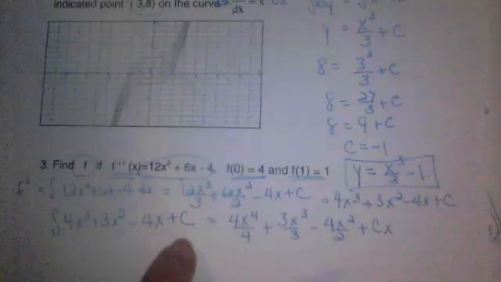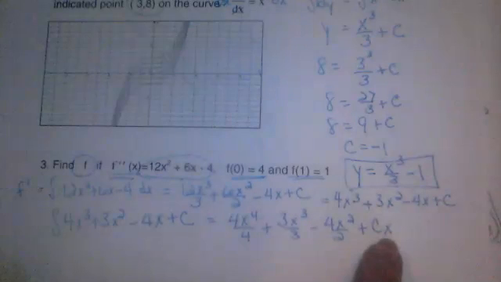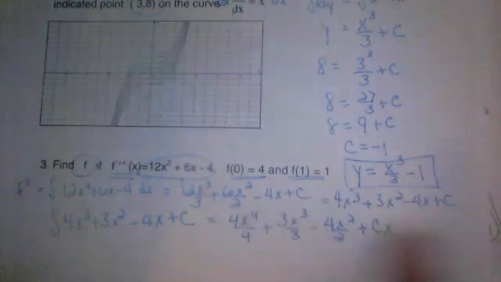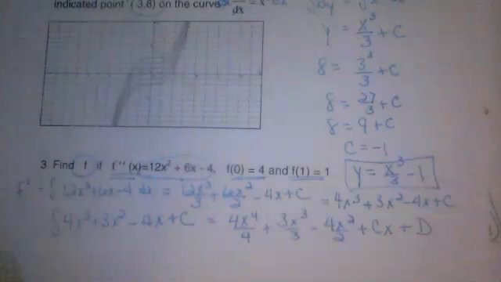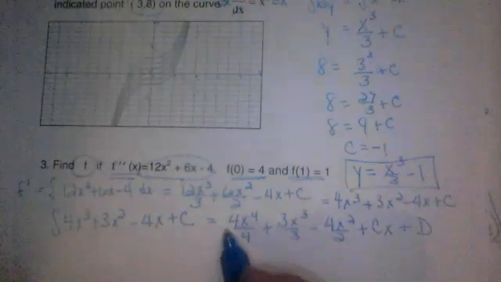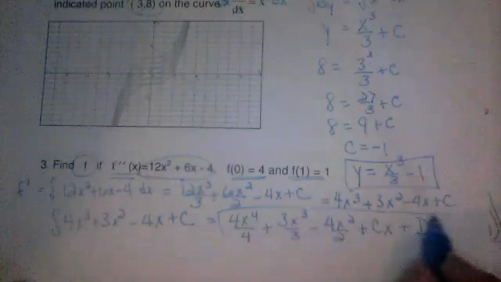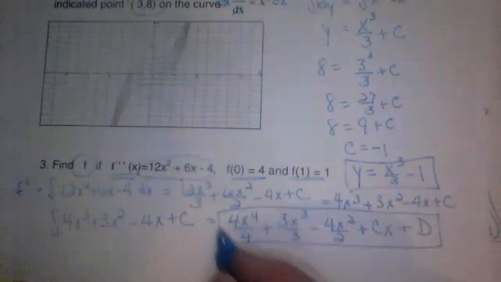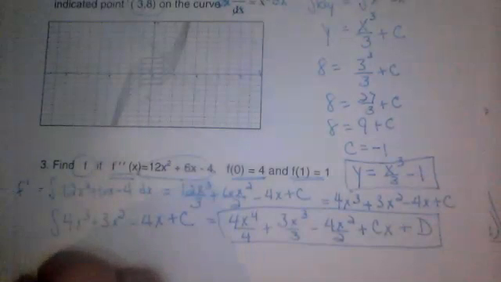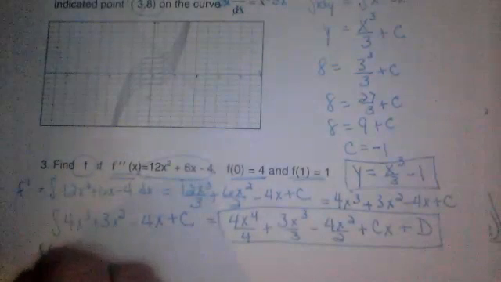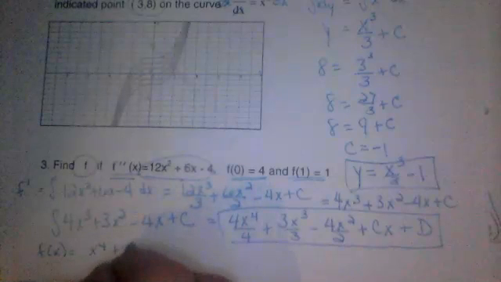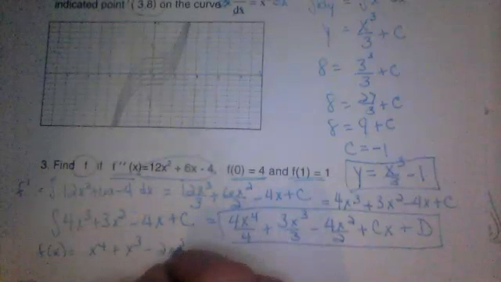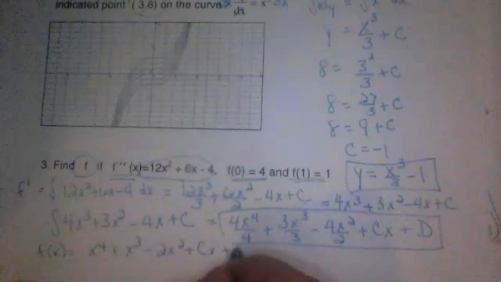So now if I were to take the derivative of this, I would just get c. And then we have another constant. So you could call it whatever you want. I'm going to call it d. So this is what we have. This is our answer. Now this will simplify a little bit. So we've got f of x equals x to the fourth plus x to the third minus 2x squared plus cx plus d.